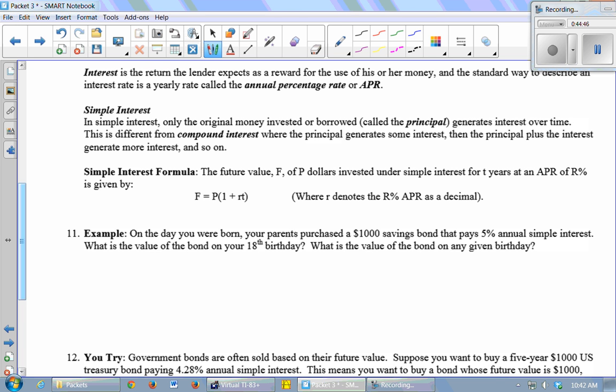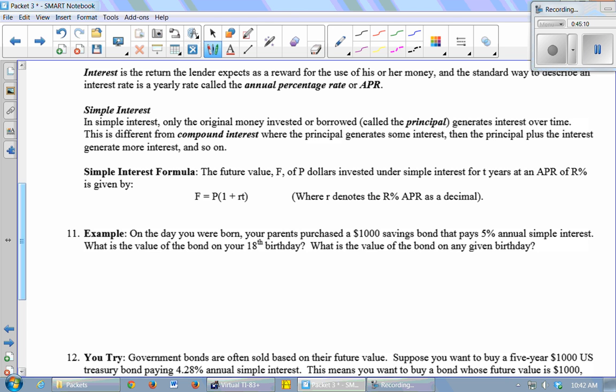So simple interest is the simplest kind of interest. Only the original money invested or borrowed gets interest over time. So this is different from compound interest that we'll talk about next class. In compound interest, the principal generates some interest, and then the principal plus your interest generates more interest. It'll be clearer next class.